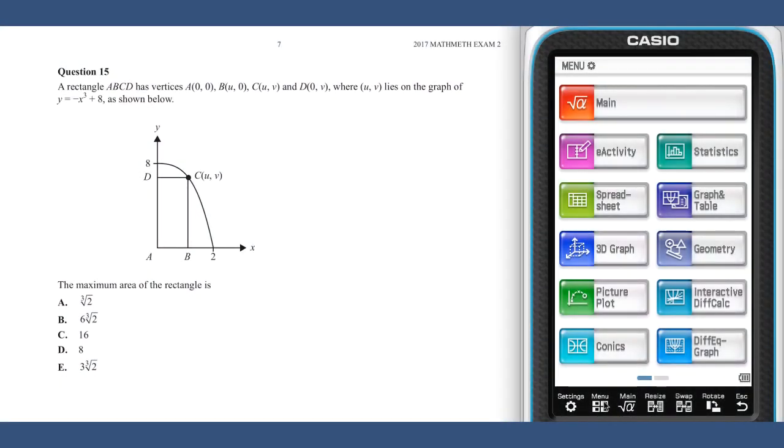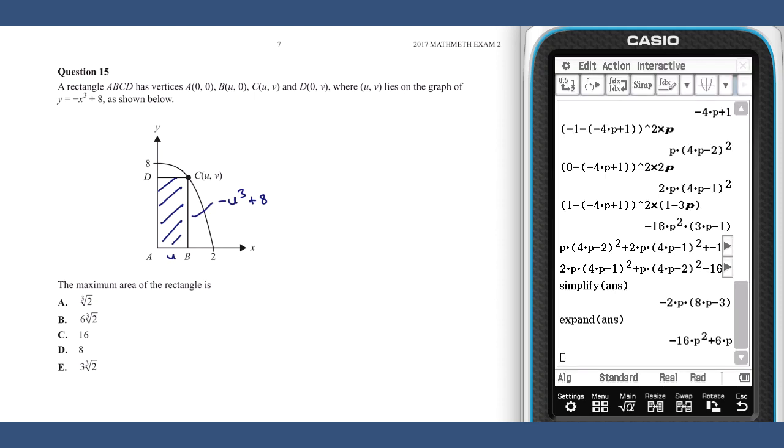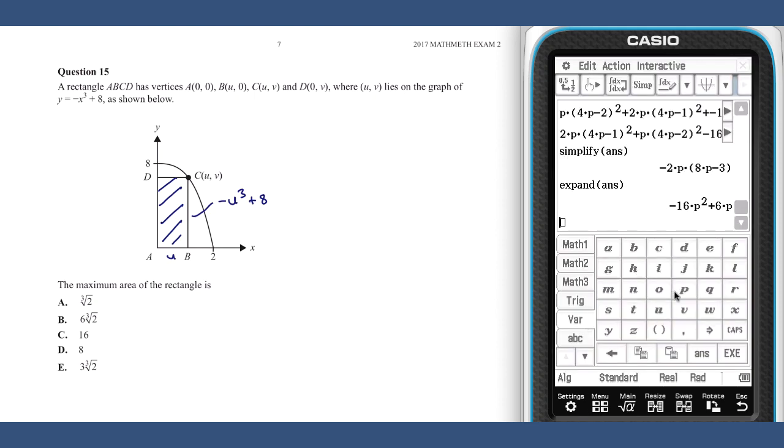Question 15. We are asked to find the maximum value of this rectangle. Given that its vertices include 0, 0 and u, v, it is u wide and v high, where v can be expressed as minus u cubed plus 8. Hence, an expression for the area of this rectangle is u multiplied by minus u cubed plus 8.